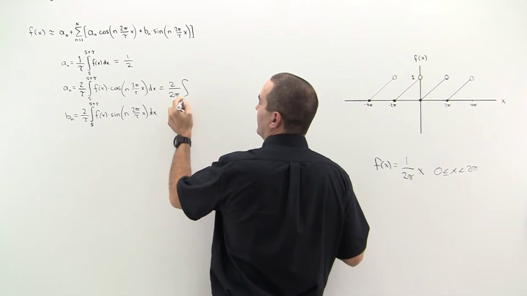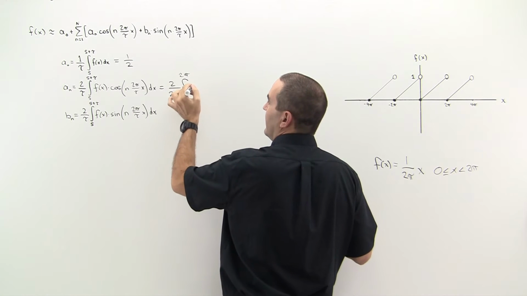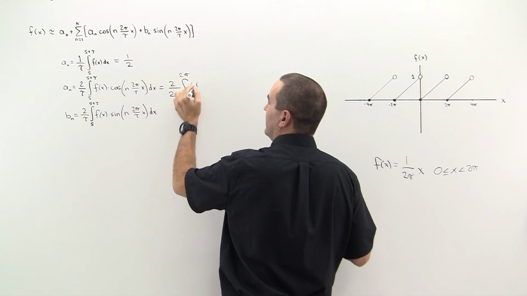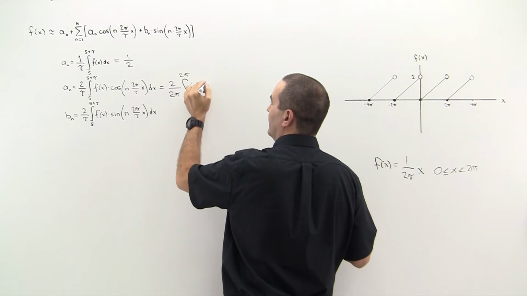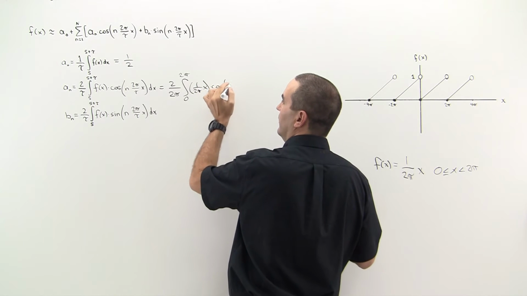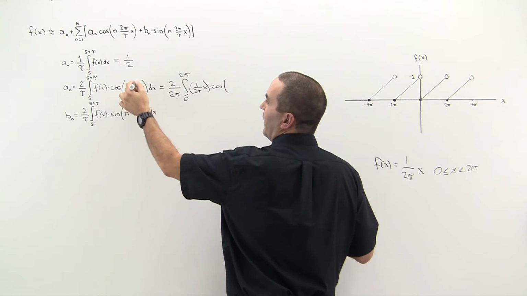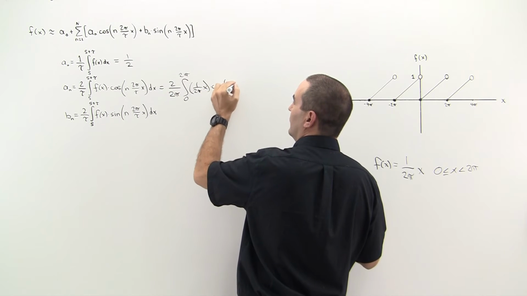We're going to integrate from 0 to 2 pi to integrate over one wavelength. f of x over that period, or over that wavelength rather, is 1 over 2 pi times x, times the cosine of 2 pi over 2 pi, which is just 1. So this is just the cosine of nx.